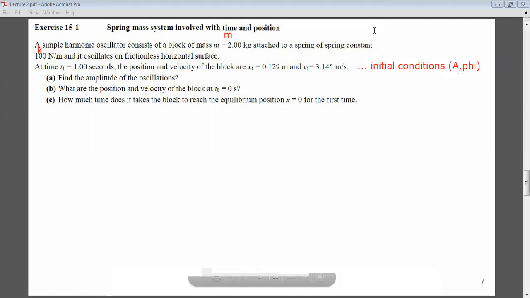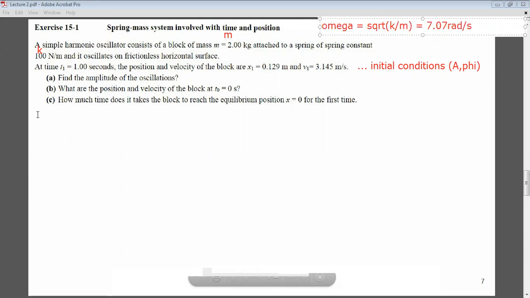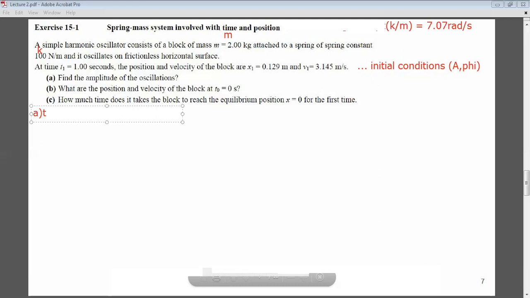Okay, I have K and M, so I can get omega over here. Omega is square root K over M. If I put instead of K 100, instead of M 2, so it will be 100 over 2, so 50. Square root of 50 is 7.07 radian per second. Okay, let's start. Find the amplitude of the oscillation. So we agreed that to find the amplitude, we have to use the initial conditions. So what are the initial conditions? So we have T1. So A is equal how much?